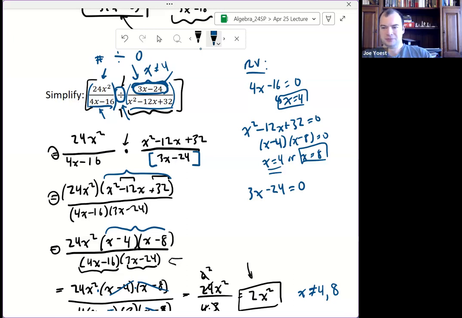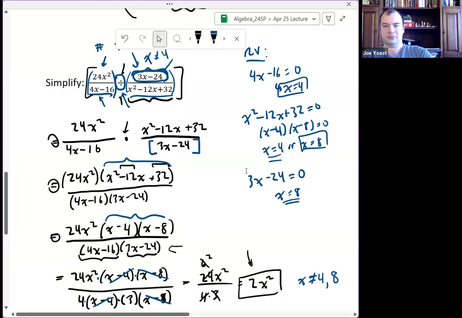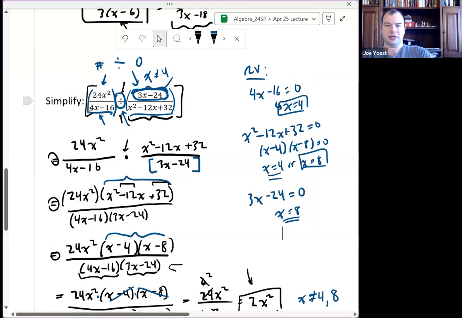3x minus 24 is 0. Isolate the variable term, 3x equals 24. Isolate the variable, divide by 3. x equals 8. Okay, we just got a repeat of x equals 8 in this case. But we could have, in a different problem, gotten a new restricted value. So we have to be very careful about where a 0 could occur in the denominator. There's actually three different places. When 4x minus 16 is 0, when x squared minus 12x plus 32 is 0, and even when 3x minus 24 is 0.